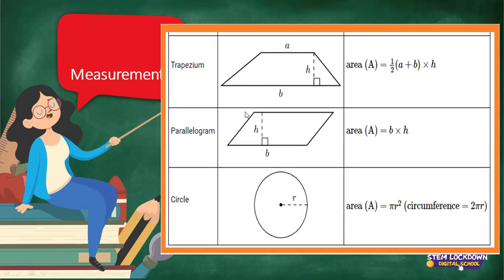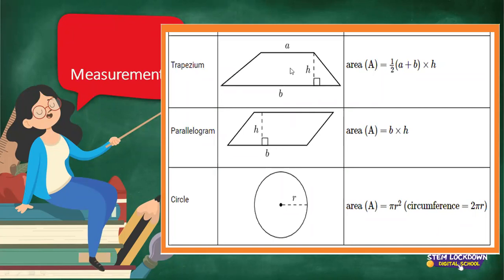And the next one is the parallelogram. The area of the parallelogram is the height multiplied by the base. In a parallelogram, we have two pairs of opposite sides that are parallel: this here parallel to this, this parallel to this. But in a trapezium, you have only one pair of parallel sides.